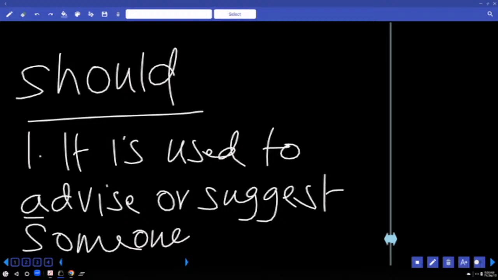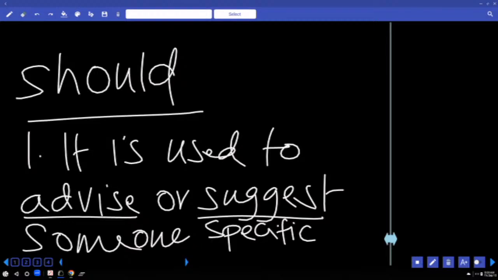Underline the word advise. Below you write general. Advise is a general thing. Write the word general. Underline the word suggest. What is the first letter in suggest? Yes. Below that you write specific. What is the first letter in specific? Yes. Remember that way. General, advise. Specific, suggest. This is the first function.